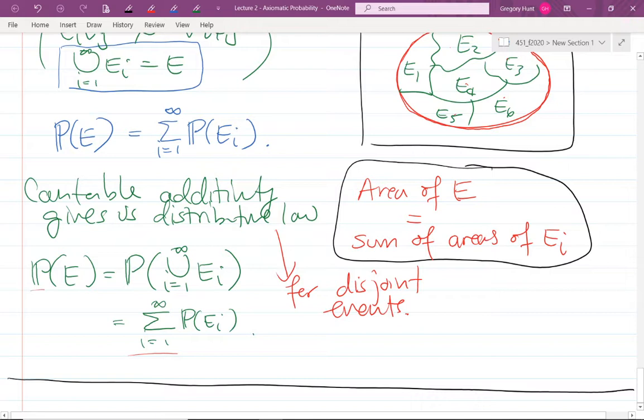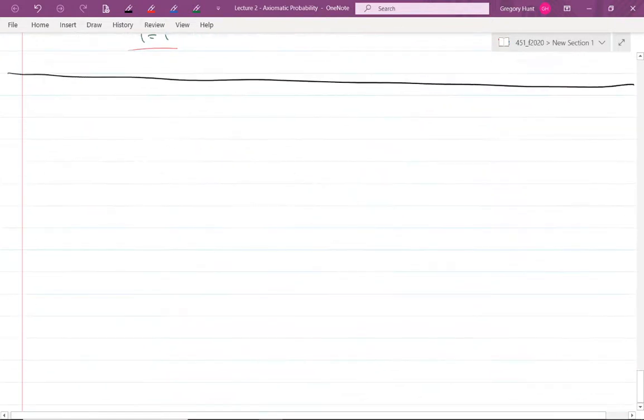So if I have a function that satisfies those three laws, non-negativity, unit measure, and countable additivity, it's a probability measure. And vice versa: any probability measure satisfies those. If I want to build a probability measure, it better satisfy those. Okay, so let's look at some examples.